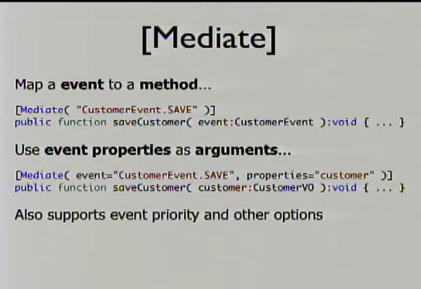So Mediate, this is the other one I'll show, just being able to map an event to a method. So what this is going to do is you can see the event type that's specified above this function, and automatically whenever you dispatch that event in your application, it's going to know to call the save customer method. And then second, instead of passing in the event itself, this is just showing an alternative. You can specify which properties from the event you'd like to pass into the method. So just another example. And then, of course, there are other options you can add to it, like event priority and things like that.